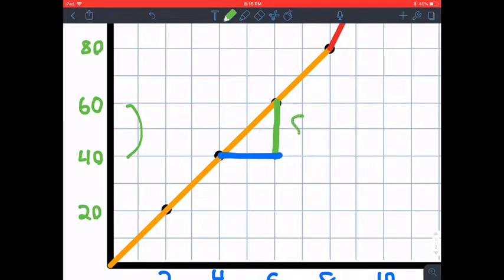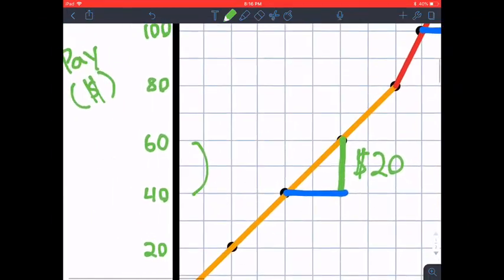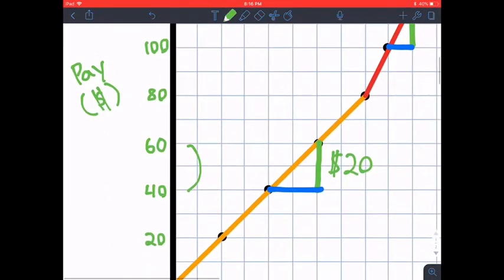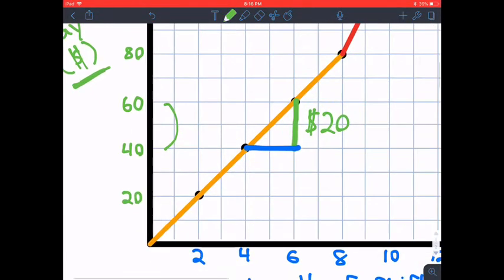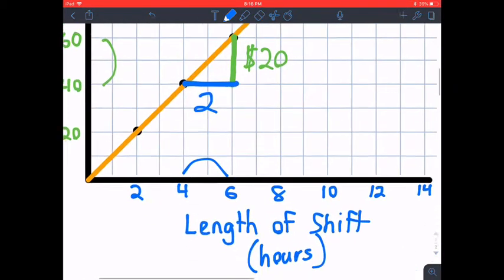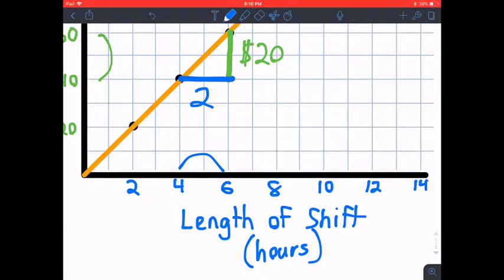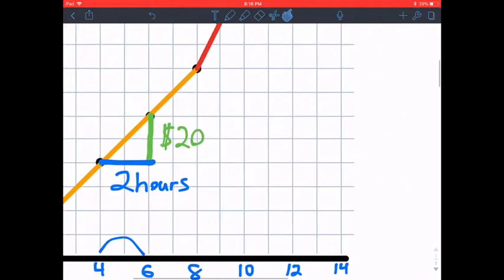Let me do that again. It's a rise of $20 because I want to include the unit on there. When we're thinking about the meaning of a slope, it's very important to realize that we have a unit on this graph. For the run, it's actually a value of 2. Every box is 1 on the x-axis. But 2 what? So we're going to go 2 hours is what that means.